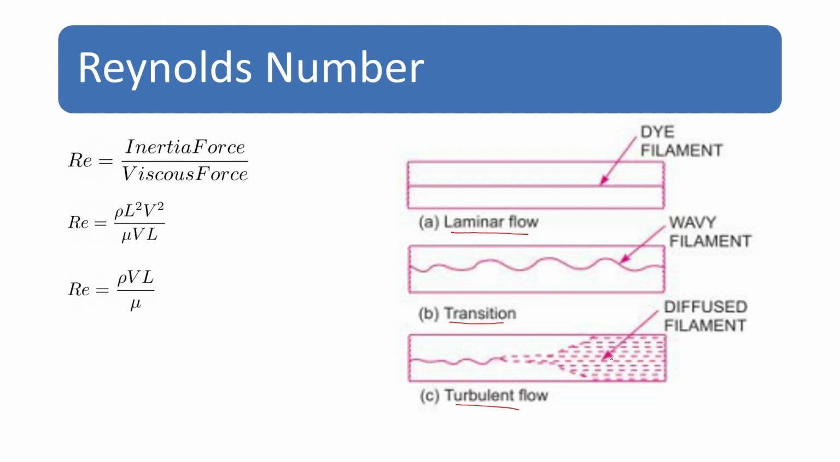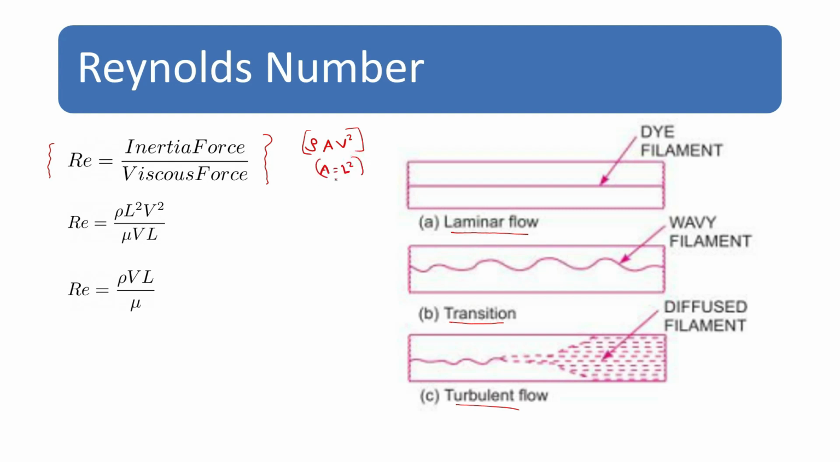So based on this experiment, he formulated a non-dimensional number called Reynolds number. Reynolds number is defined as the inertia force by viscous force. See, inertia force can be written like this. That is, inertia force is equal to rho A V square. If you are taking only the dimension, you can write A is equal to L square.